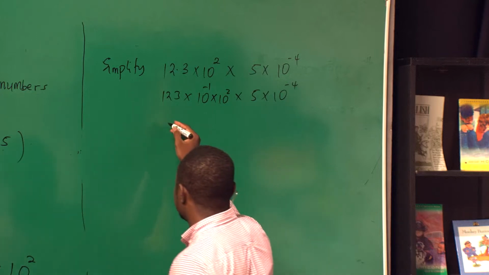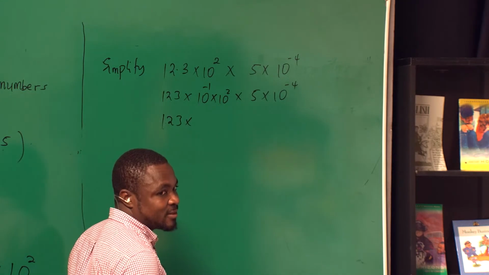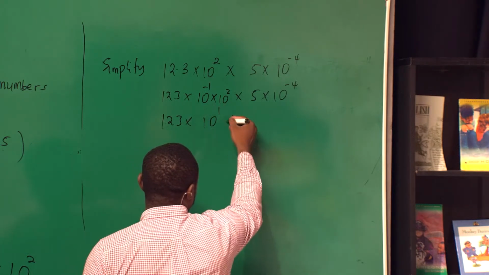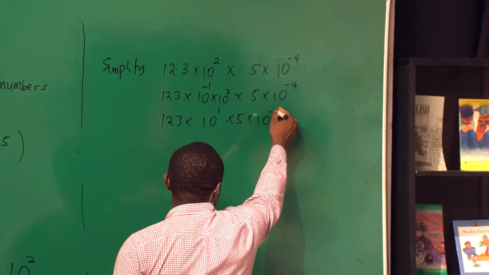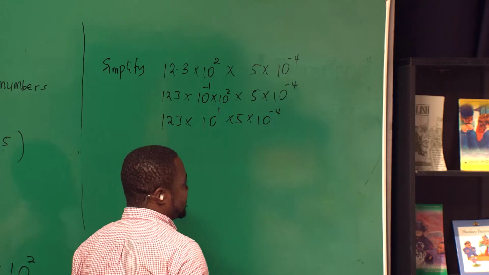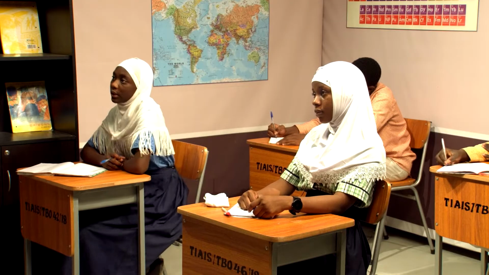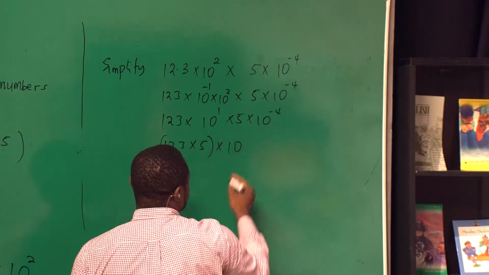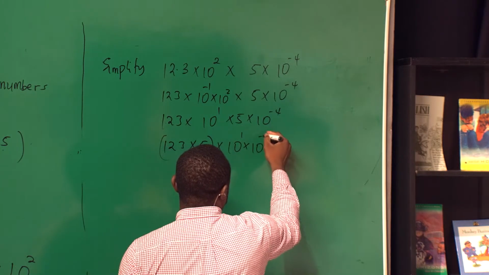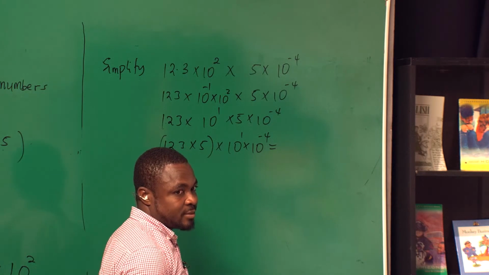So 123 times, I want you to deal with this one and that. What do you get? 1. So you get 10 exponent what? 1, before the 5 times 10 exponent negative 4. So rearrange it for us, Asifa. 123 times 5 times 10 exponent 1 times 10 exponent negative 4. So I hope that's okay.